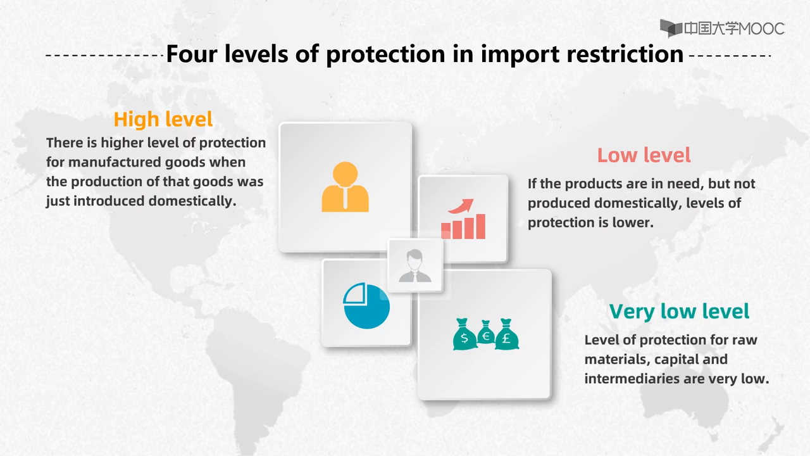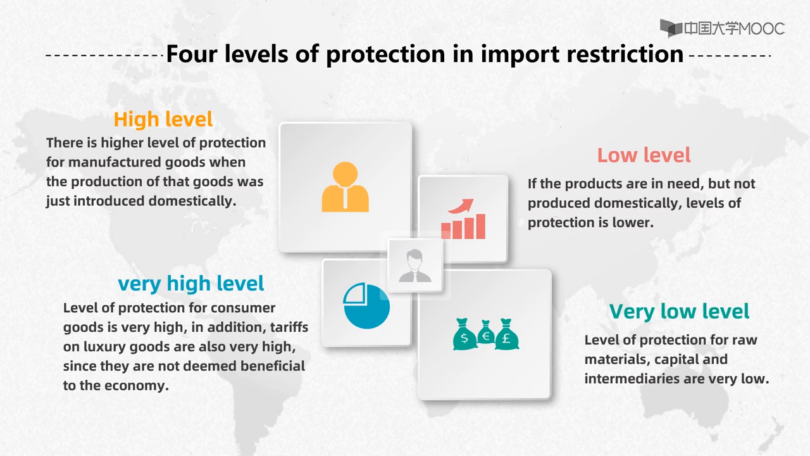Third, very low level. The level of protection for raw materials, capital, and intermediaries is very low. Fourth, very high level. The level of protection for consumer goods is very high. In addition, tariffs on luxury goods are also very high, since they are deemed not beneficial to the economy.